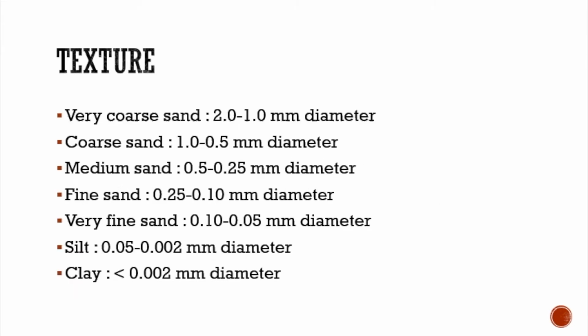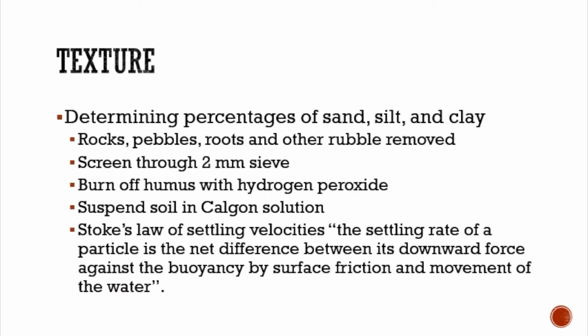And then we use the textural triangle to determine the textural name after we have calculated the percentages of sand, silt, and clay. Looking at the textures, we can go from sands anywhere from 0.25 on up to 2 millimeters in diameter. We can find silt, which is 0.002 to 0.05 millimeters in diameter, and clay, which is smaller than 0.002 millimeters.